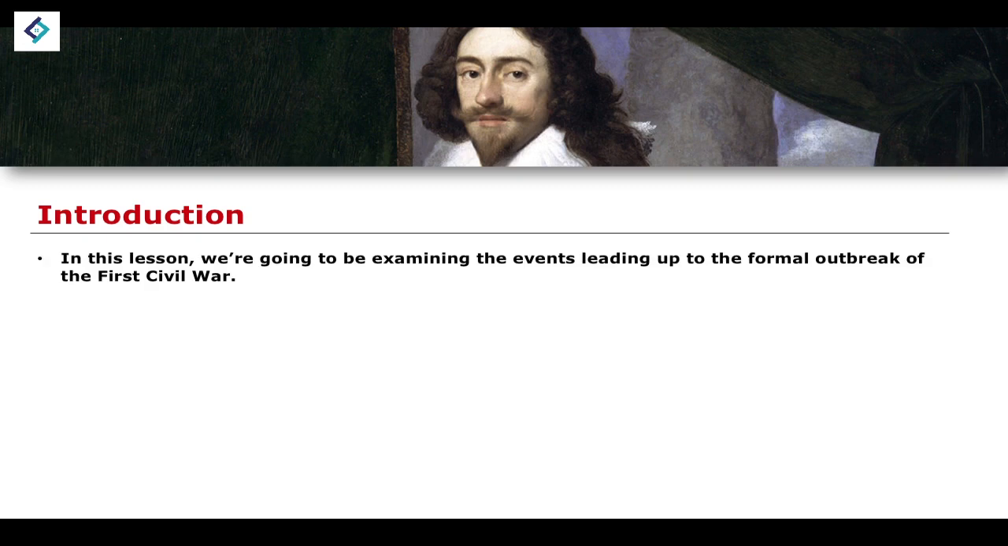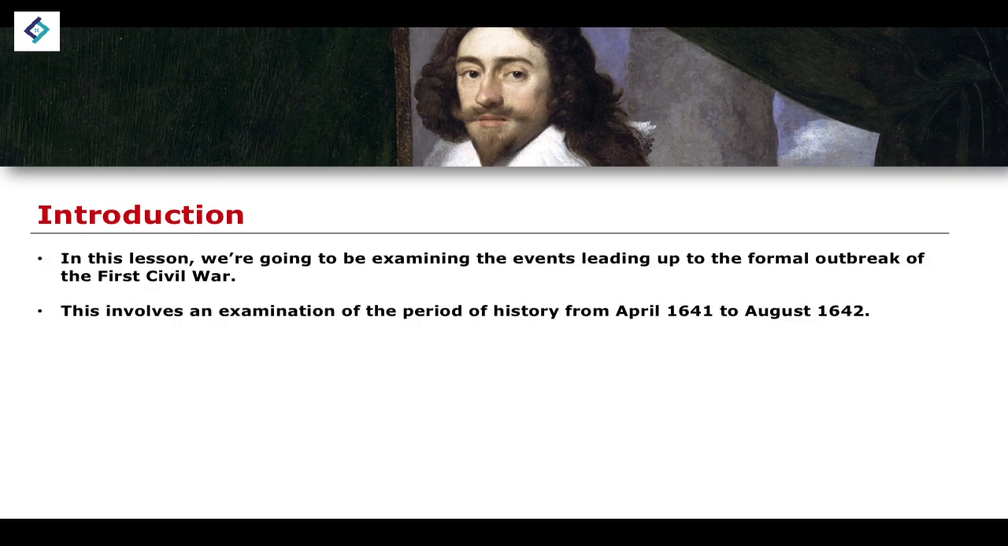So, essentially, this is the formal outbreak of the Civil War. We're going to end this lesson by talking about how it begins and how a formal declaration of war is achieved. And it is essentially the period of history in England from April of 1641 to August of 1642.